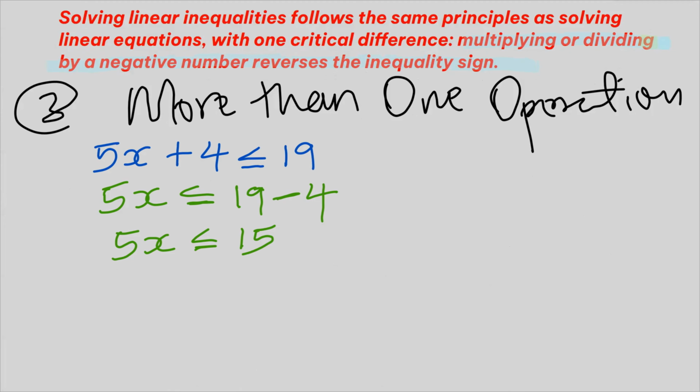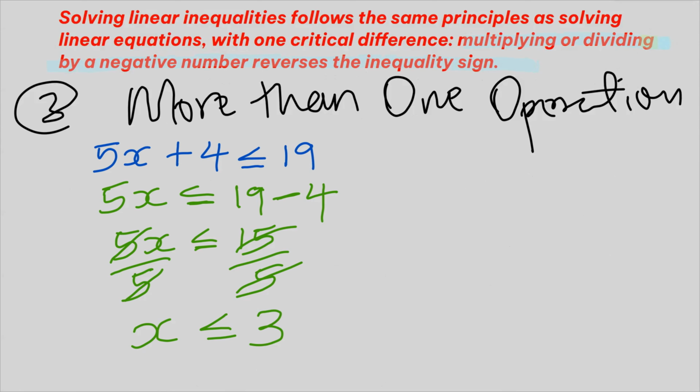And then you need to isolate x by dividing both sides by 5. And when you divide by 5, you'll get your x here. The isolated x is less or equal to 3. This is so simple. Let's look for another one that might be a little bit more challenging.